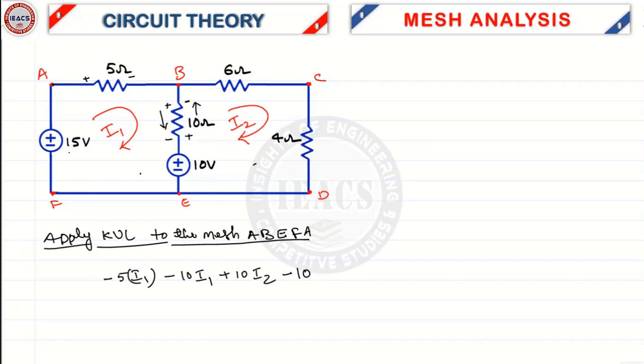From E to F there is no element, and from F to A there is a voltage source. Our mesh current I1 is passing from F to A, and we are also traveling from F to A. So we are traveling from negative potential to positive potential, so there will be an increase in potential. So it will be plus 15 volts.